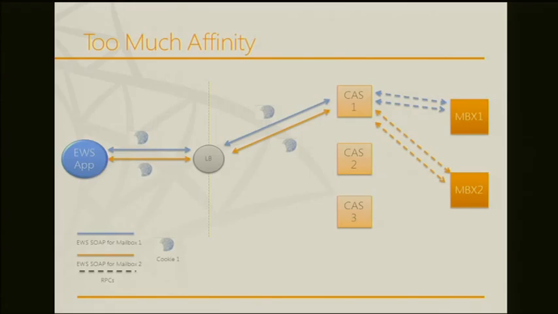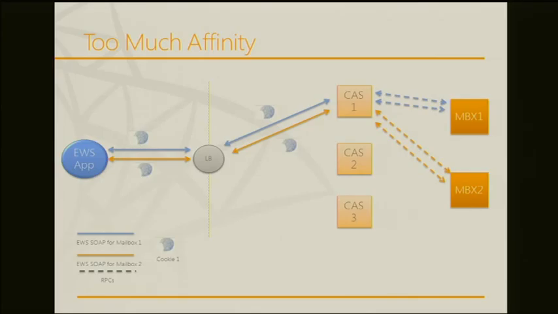Now, where I start to lose that efficiency is when, let's say, the blue lines are for one mailbox that I'm accessing, mailbox one, and the orange lines are for EWS requests trying to access mailbox two. These could be on the same or different mailbox servers; it doesn't really matter. And then I'm using the same cookie for both. So I'm sending all of my requests through the same CAS server, regardless of the mailbox I'm trying to access, so I'm putting all of the load on this one CAS server.